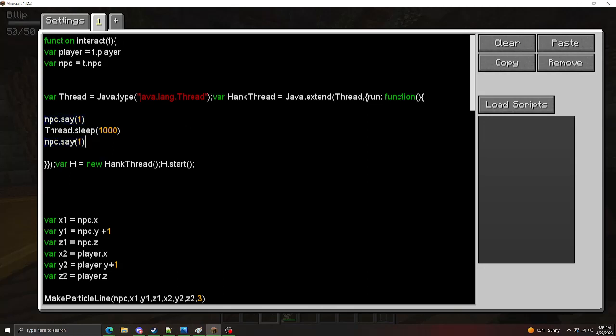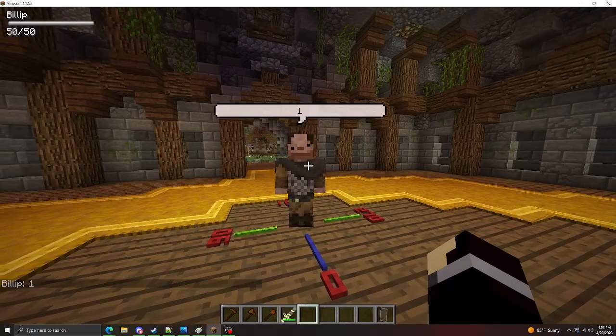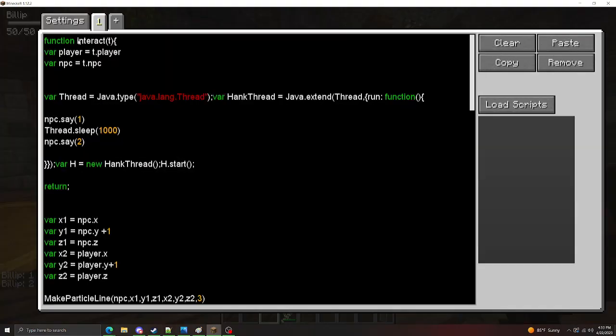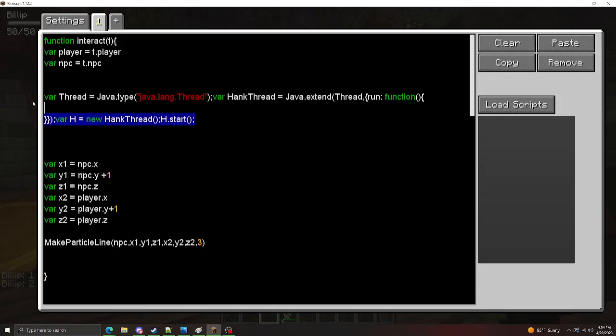Just to show how this works, we're just going to use 2 say lines here. We have say 1 here, we'll do say 2 here, and then we'll add a return statement here, so that just stops the code here. So we're just showing off the multi-thread right now. So now the NPC says 1. It's going to have the thread wait a second, and then it's going to have the NPC say 2. There we go. So using this, we can add a delay to our particle line function.